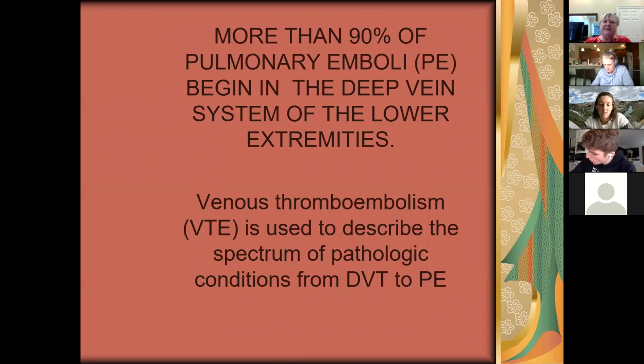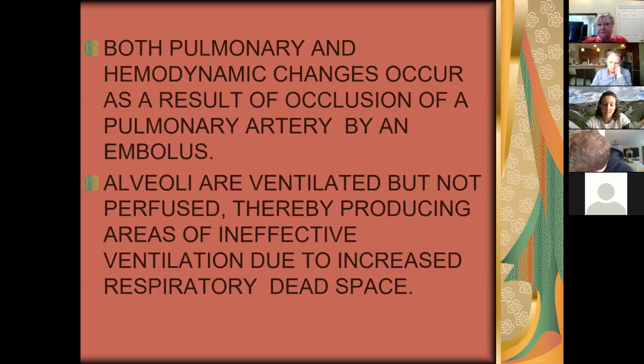More than 90% of PEs come from deep vein thrombosis. So, we use the term venous thromboembolism, VTE, to describe the spectrum from DVTs all the way to PE. So any of the clotting disorders is referred to as VTE in today's literature.